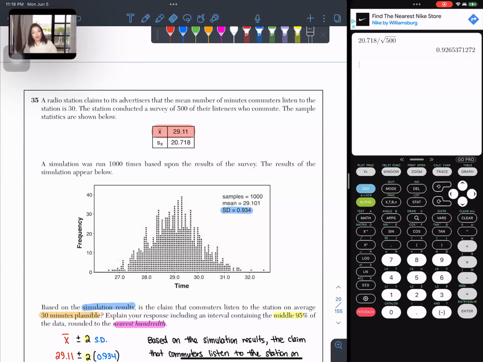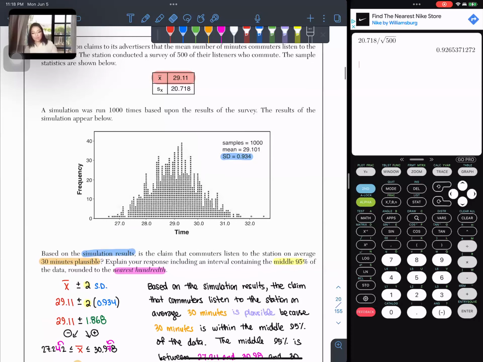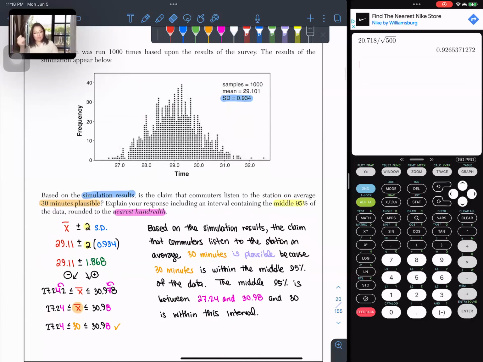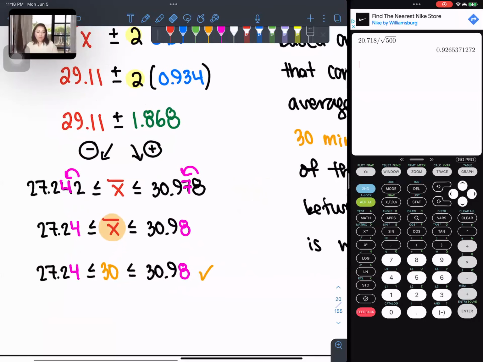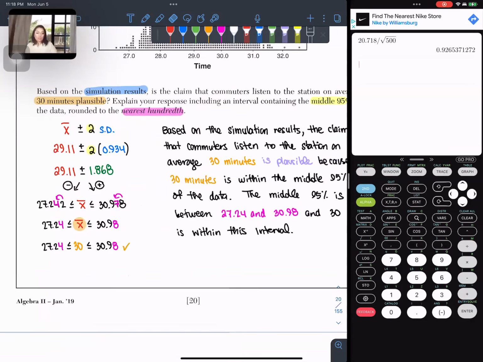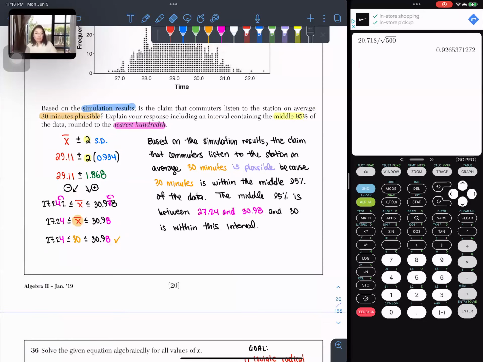You wouldn't go wrong there, right? Because that number is actually really close to the simulated value. As long as you're doubling it and then you're subtracting it, your interval will have something around this much. And so 30 is within the interval. So you're going to say, based on the simulation results, the claim that the commuter listened to the station on average 30 minutes is plausible because 30 minutes is within the middle 95% of the data.